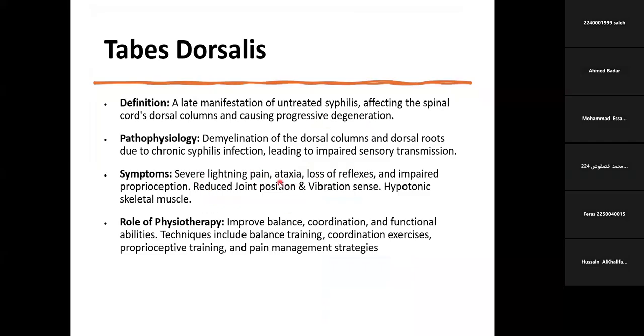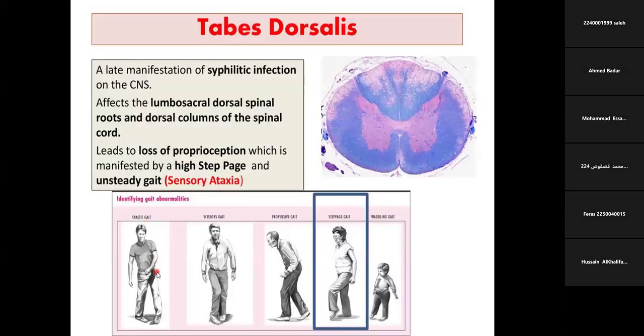Severe pain, ataxia, difficulty to move, loss of reflexes, impaired proprioception. They do not know where to put their foot. They do not know how to balance themselves. So reduced joint position and vibration sense, hypotonic skeletal muscle. Physiotherapists improve their balance, coordination and function by techniques like balance training, coordination exercises, proprioceptive training, and pain management training. Otherwise, they cannot walk properly.